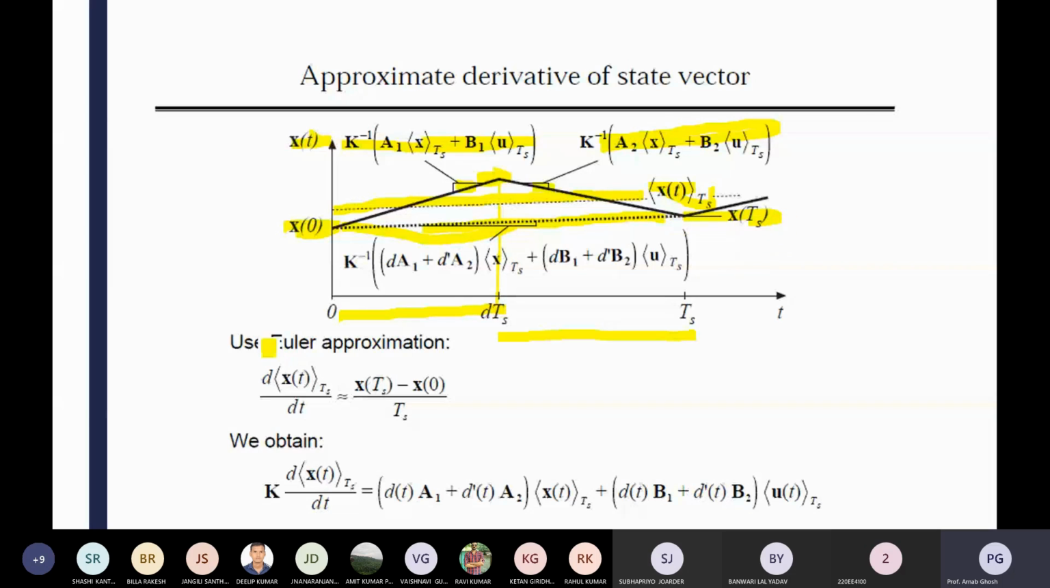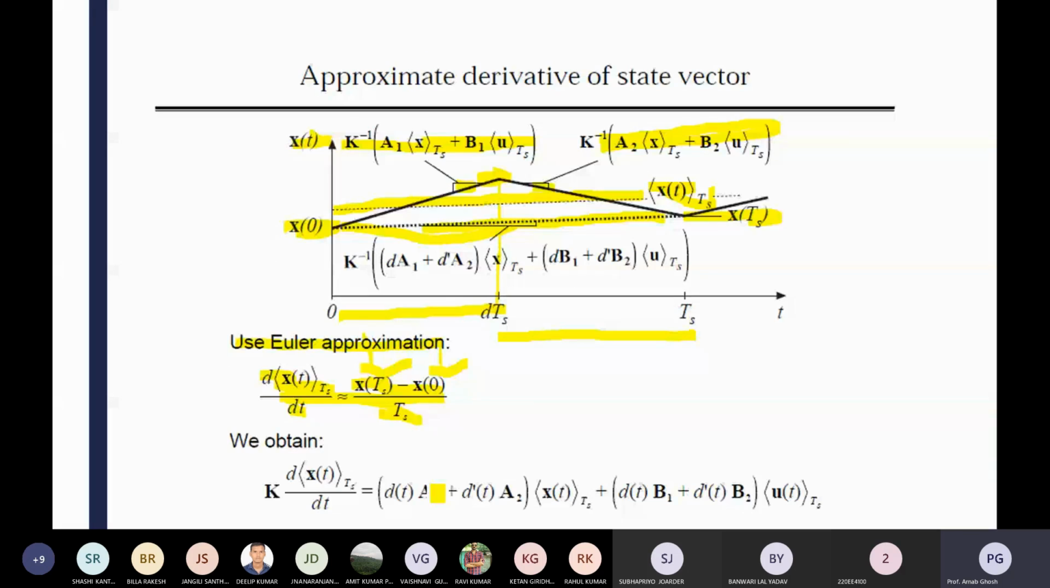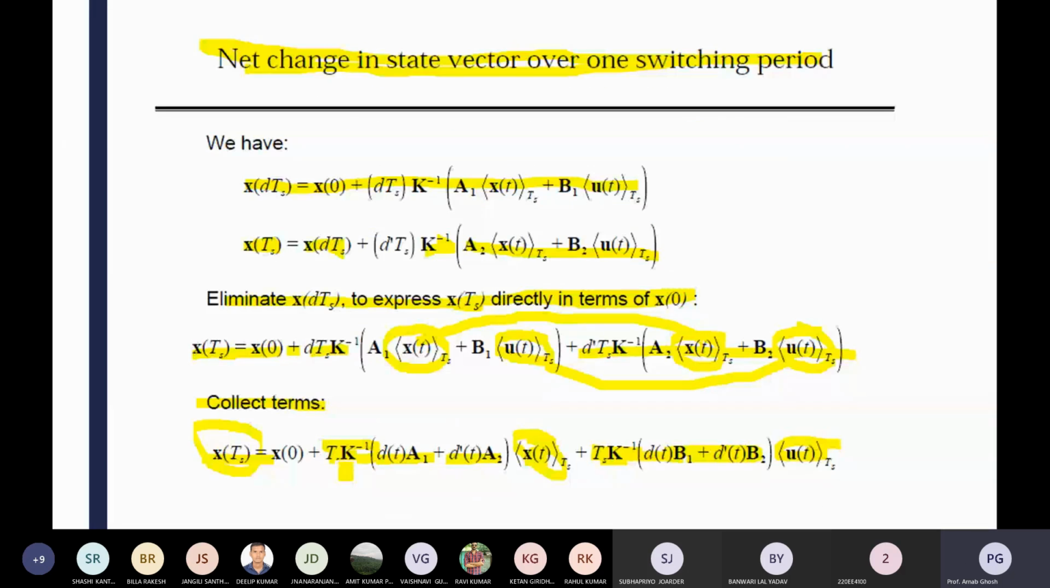So that point is simple. Using Euler approximation you can make that formula: x(Ts) minus x0, whole divided by Ts, to find out that average. It's a differentiation. So dx(t)/dt means what? Derivative means you are subtracting, where dt is the total time period Ts, and the difference is x(Ts) minus x0. You can replace the x(Ts) from your previous equation. If you replace it, x0 cancel each other, only Ts K inverse terms are there. Ts is common in both of the equations, and the derivative is divided by Ts, so Ts cancels.